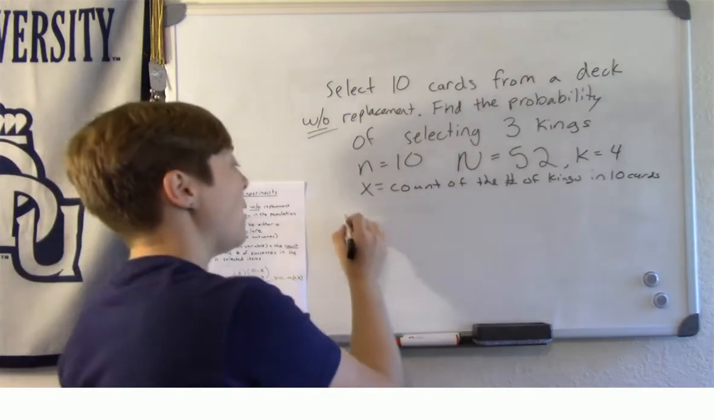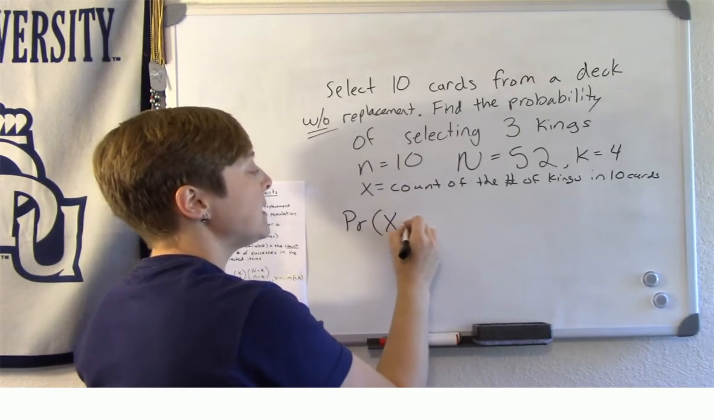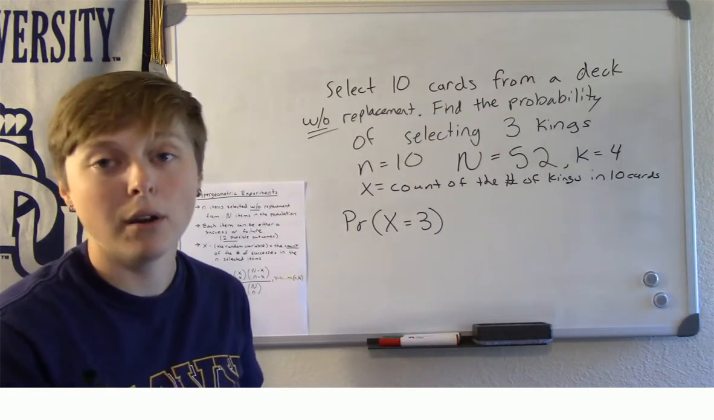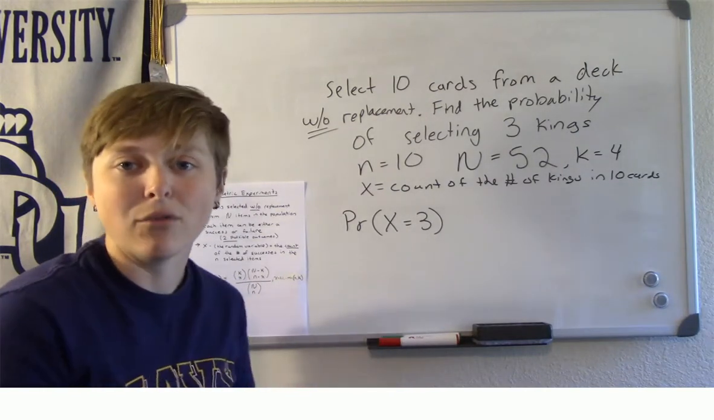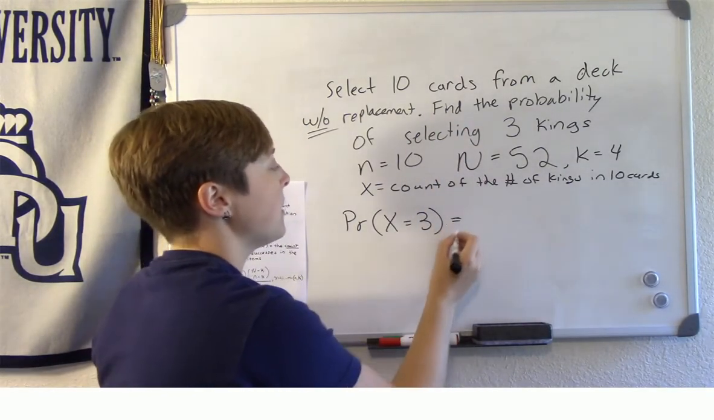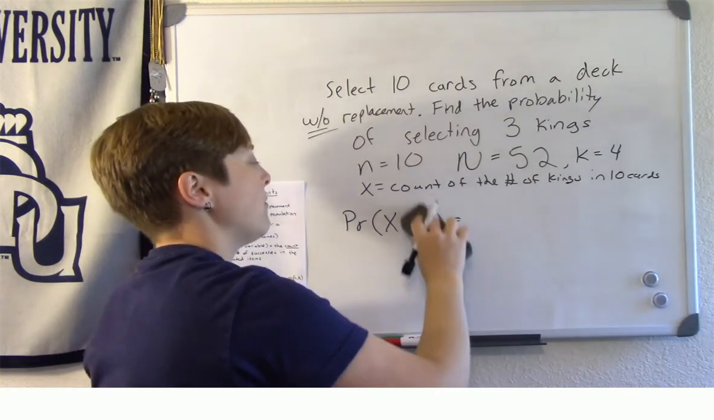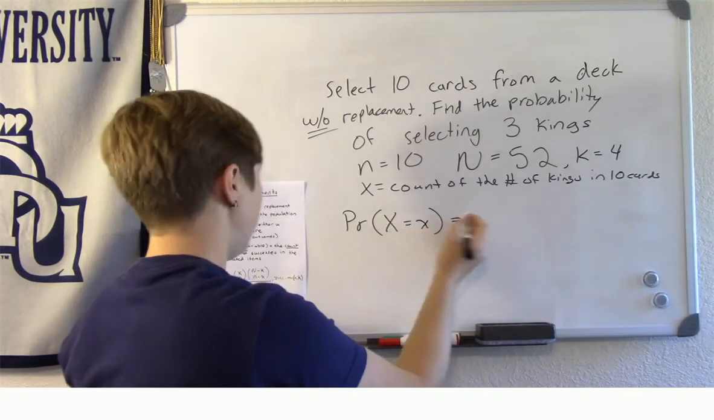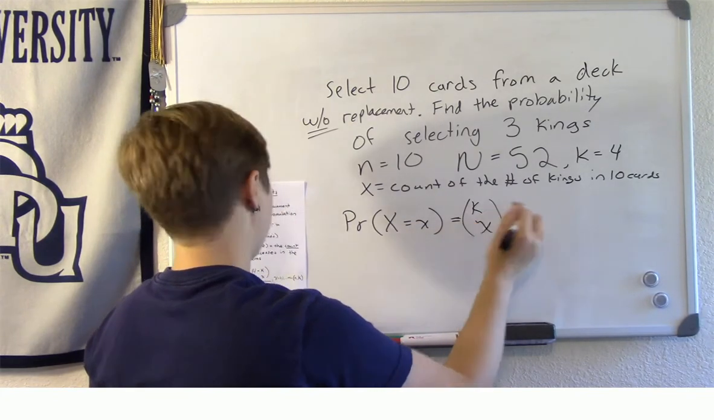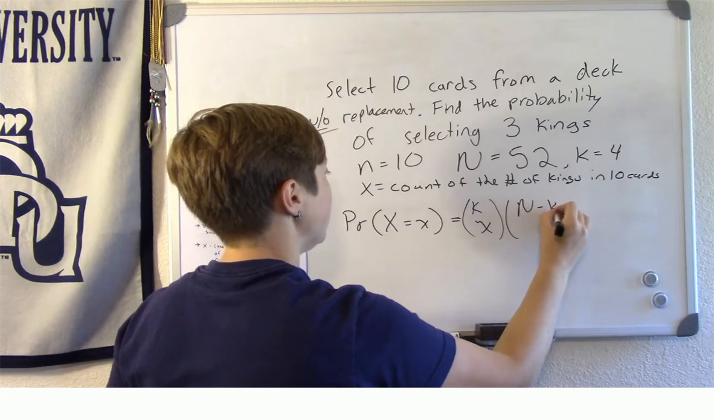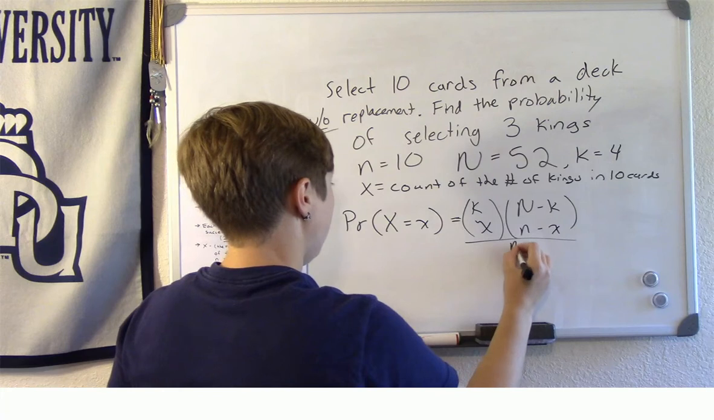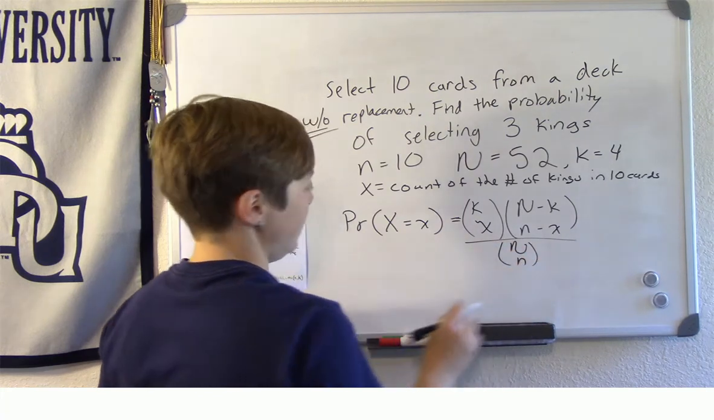Okay, so what I want to know is what's the probability of X equaling 3. Remember, X could equal 1, 2, 3, or 4, and we want to know what's the probability of getting 3 kings. And we've been given 10 from the deck. All right, so actually first let me go ahead and write down the distribution so that way we can talk about how to use it. So the distribution is K choose X, and then N minus K choose n minus X, over N choose n.